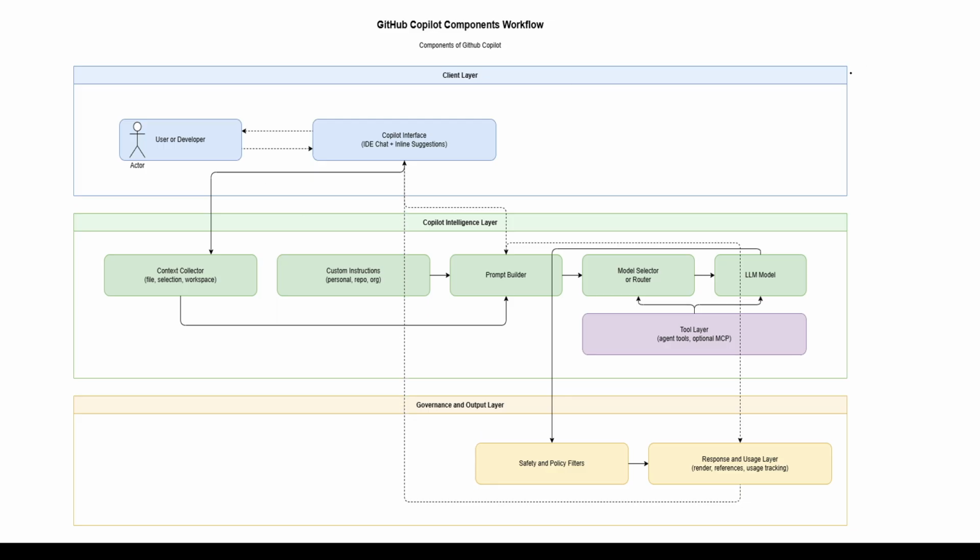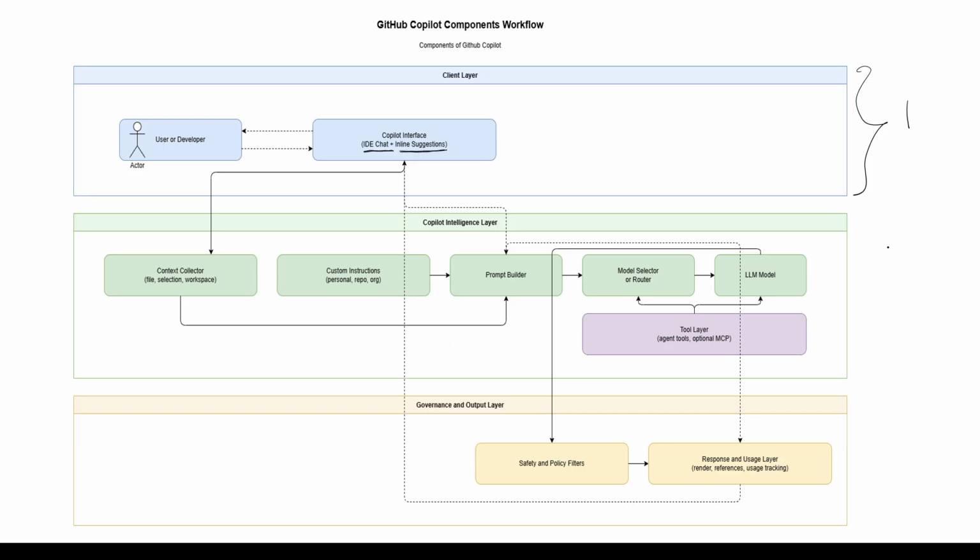As per this architecture, GitHub Copilot has three layers. One is your client layer. The client layer is nothing but the interaction between a user or developer and the Copilot IDE that we are using, right? There are two mechanisms of using the IDE: either I can use inline suggestions in the IDE or I can use IDE chat. I'll cover these two topics. But this is how a developer or a user will interact with Copilot, using the IDE plugin of GitHub Copilot.